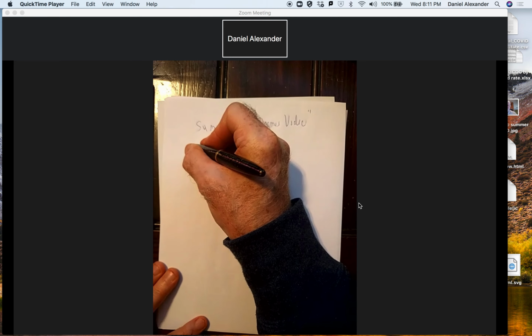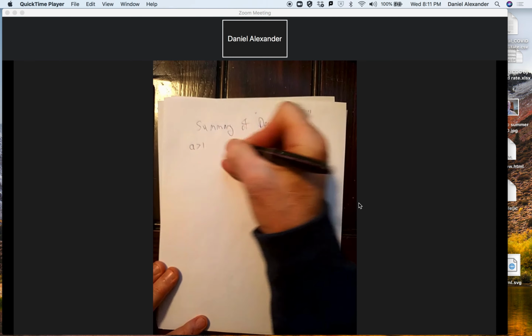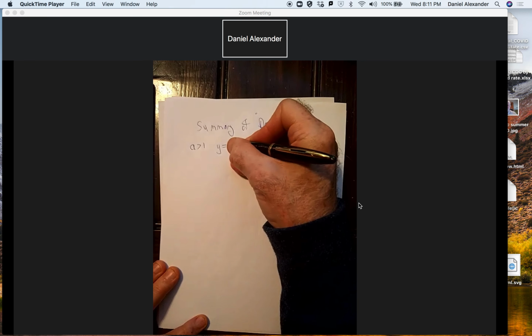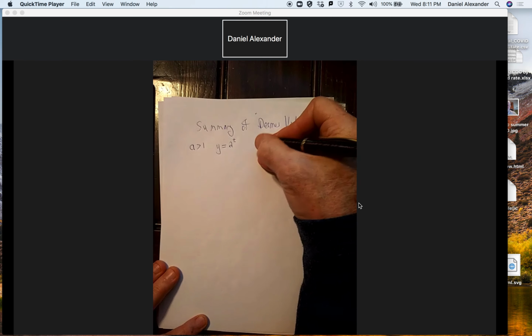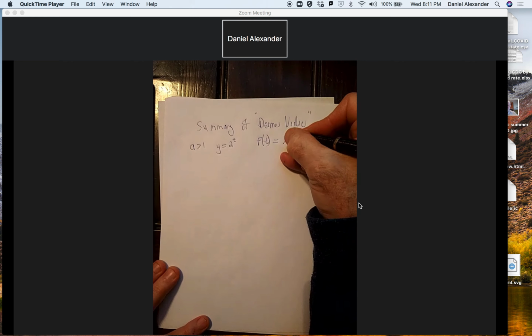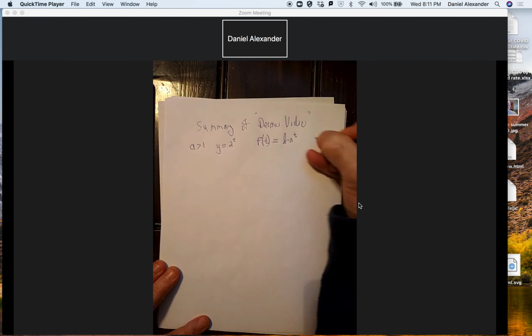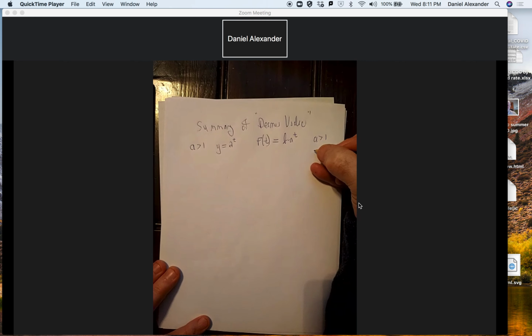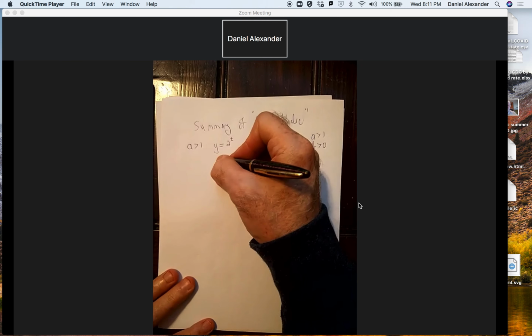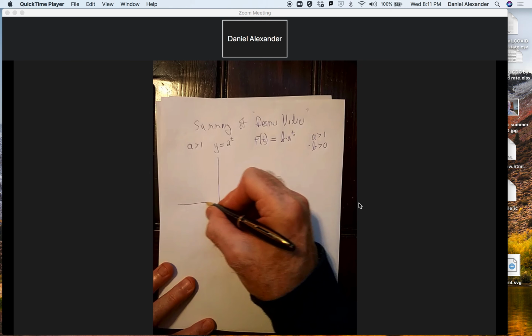So I'm going to look at a greater than 1. Our example at Desmos was y equals 2 to the t. And what I want to look at is this function, f of t equals b a to the t, where a is greater than 1. And remember, for now at least, b has to be greater than 0. Okay, so we saw that the graph looked like this.